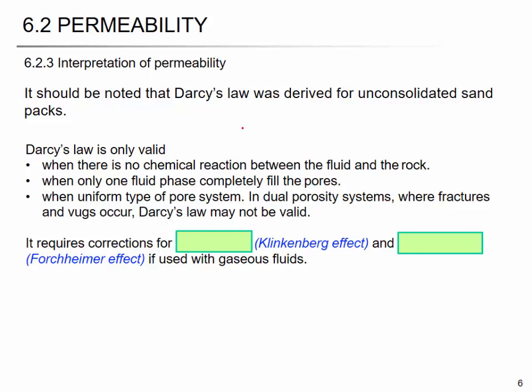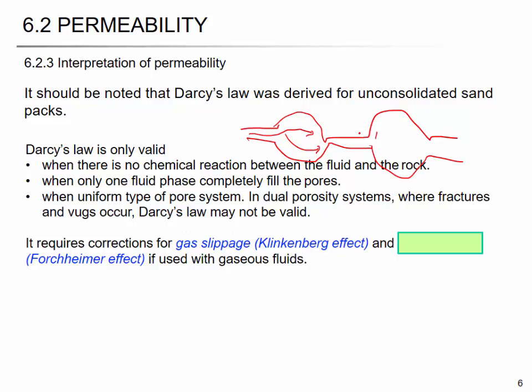In this case, you can think of this kind of bulk system, right? Then flow velocity changes abruptly when you apply a constant flow rate, so there will be some turbulence created at some corners, and Darcy's law doesn't apply. There will be some other effect. Especially when we use gas to measure the permeability instead of water or a viscous fluid, there is the gas slippage effect, called the Klinkenberg effect, and also the inertial effect, the Forchheimer effect. We're going to talk about it later.